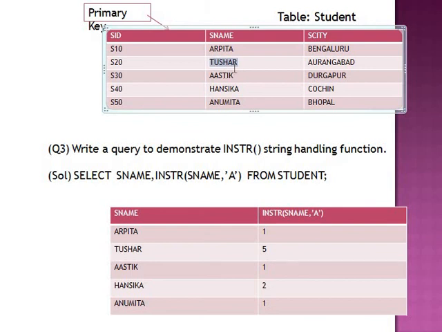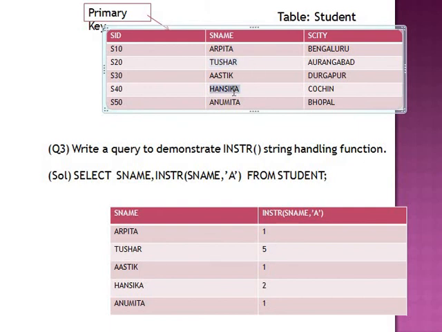Then see the next entry Tushar. What is the position of the letter A in the entry Tushar if I apply this INSTR function on this column sname? The position of the letter A in Tushar is 5 because the position of the letter T is 1, for U it's 2, for S is 3, for H it's 4, and for A it's 5. So we are going to see 5 as the value printed under the INSTR function in the output.